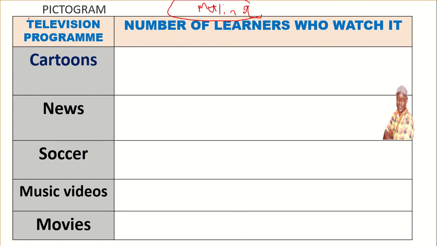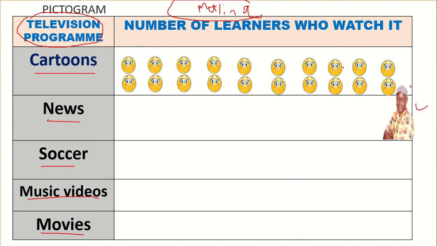Now, this is the television program: cartoons, news, soccer, music video, and movies. Now let's see how many students. This one I won't do for you. You will do it yourself. But I will just help you to put the numbers of the learners who watch cartoons. How many? You can count them. And then you write on page 14.